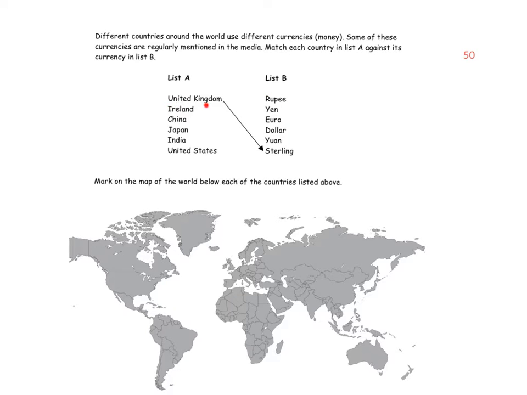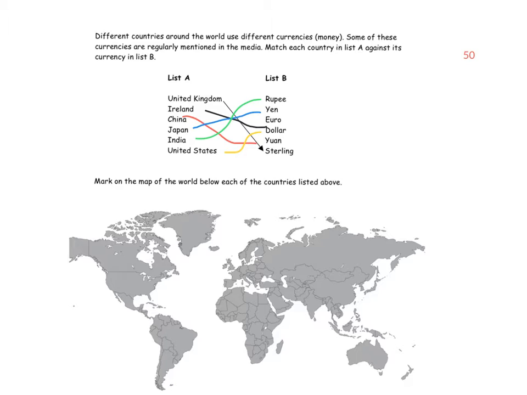So basically United Kingdom goes to sterling, Ireland goes to euro, sorry. China will go to yuan. Then we have Japan, it's yen. India, rupee, and United States to dollar.